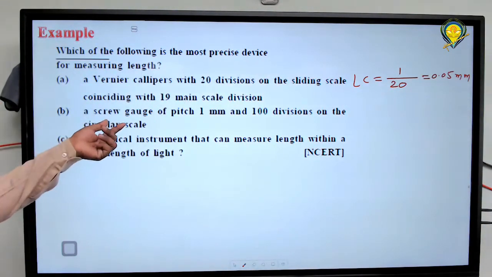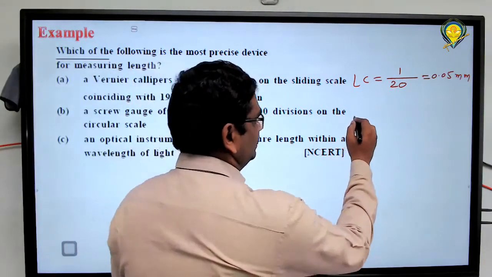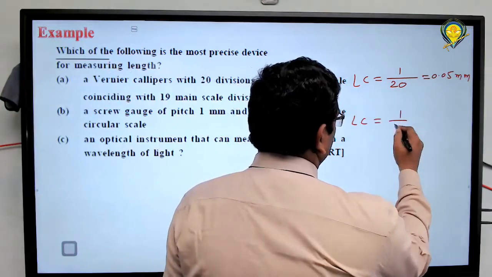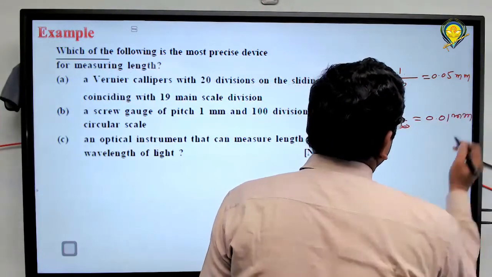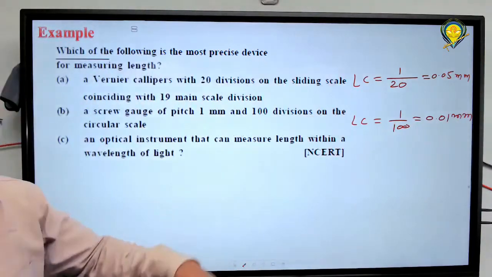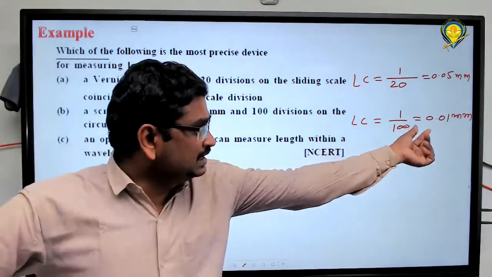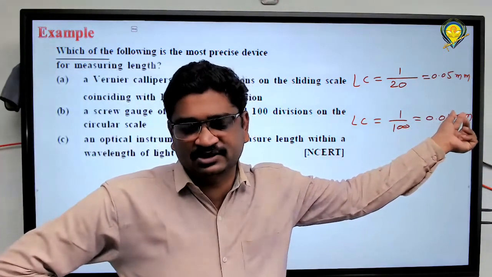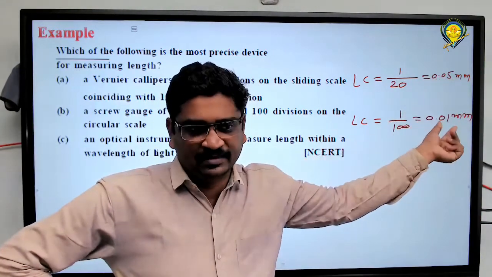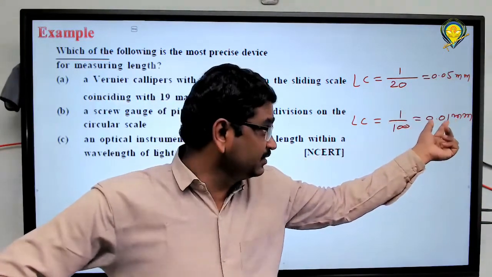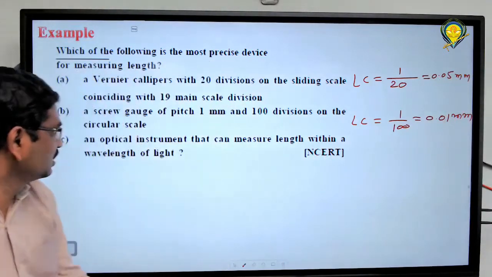Next, for this one, screw gauge, which is 1 mm and 100 divisions are there. So least count equal to 1 by 100 mm or 0.01 mm. So compare these two, which is more precise? 0.01. So the least quantity that can be measured with this instrument is 0.01. Here 0.05. So we can measure low values also with this one. Next, compare this one.